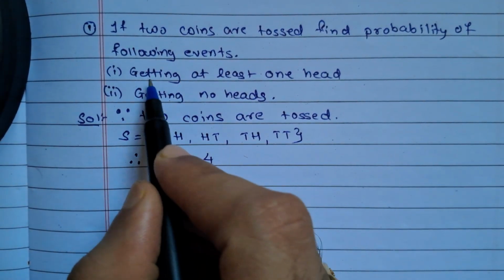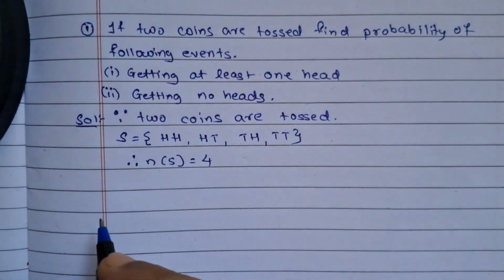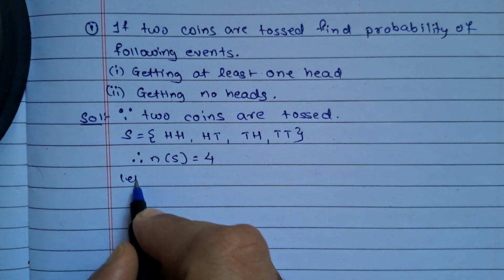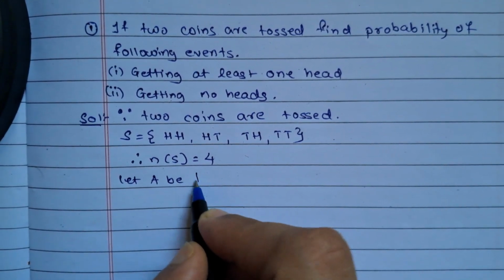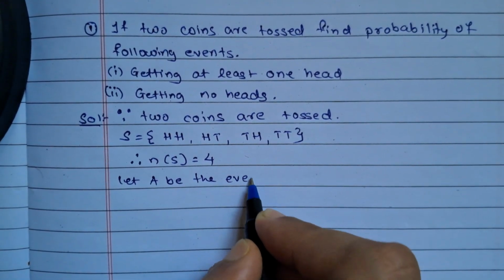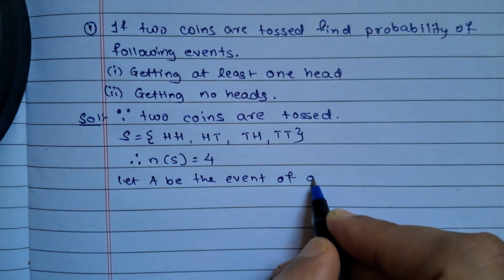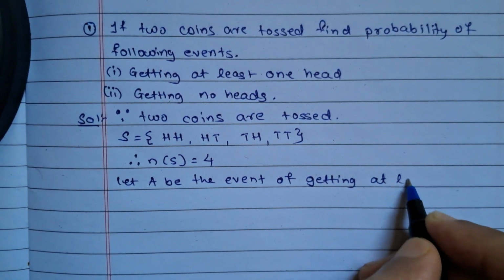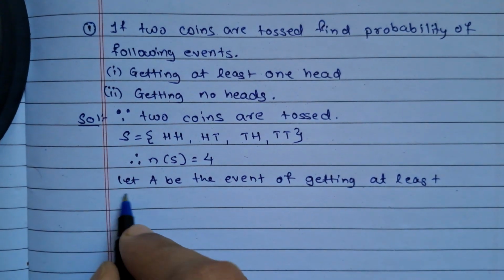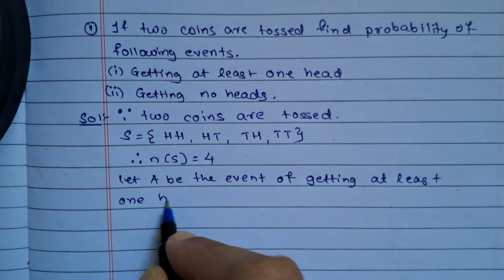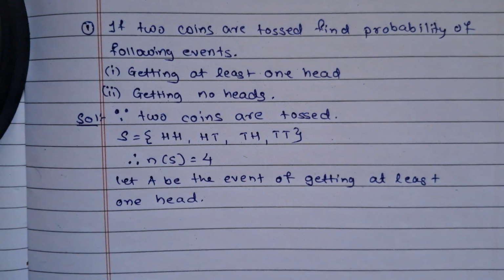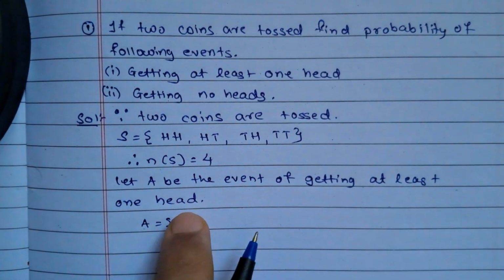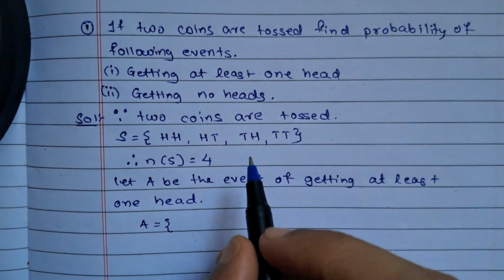Fine. Now let's think about this event. So this event says getting at least one head. So first of all, I will have to name this event. So I will say, let A be the event of getting at least one head. Simple. And now I have to think of all the possibilities where there is at least one head.